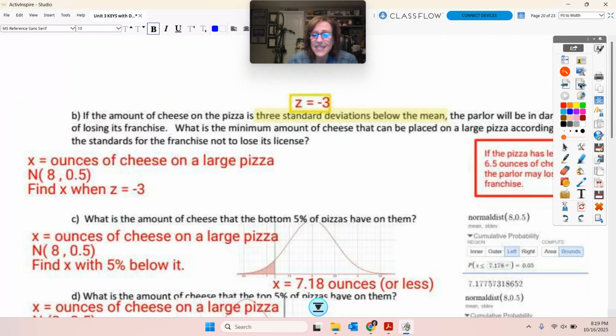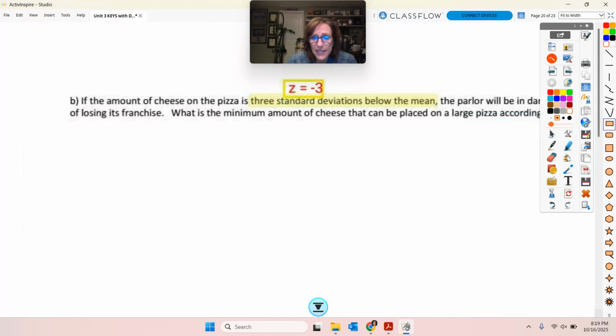Next question, same idea. What if the amount of cheese on the pizza is 3 standard deviations below the mean? Right there, it tells you something: 3 standard deviations below the mean. We really hounded into it yesterday. The number of standard deviations below the mean is the z-score. So when they say 3 standard deviations below the mean, they are saying the z-score is -3.